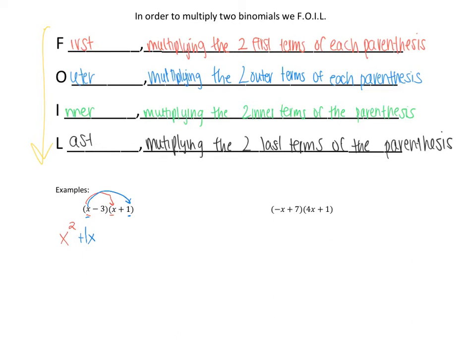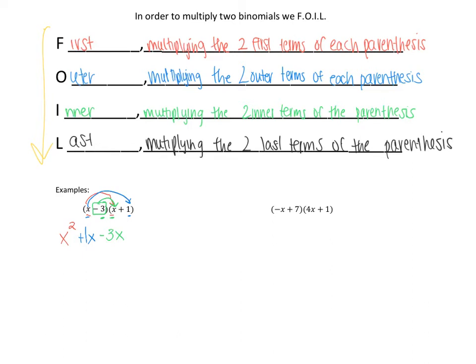Okay, so now I'm multiplying the two inner terms of the parentheses. So we just did the outside, so now I'm going to do the innermost terms. Okay, so that is a -3. Remember, this negative goes with the 3. Okay, so a -3 times x gets me a -3x. Remember, when you're multiplying any number times just x, that number is going to go in front, and then you're just going to put an x, okay?